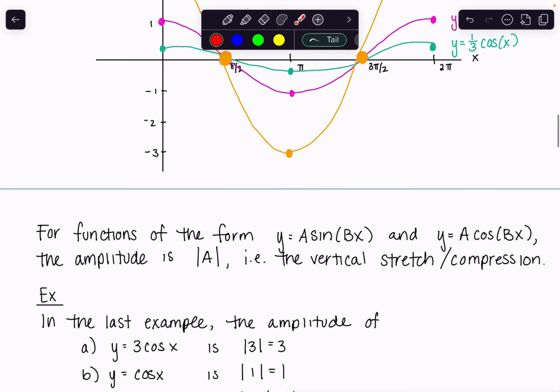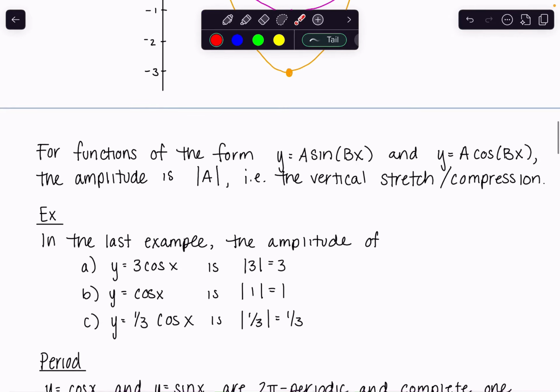So functions of the form y equals a sine of bx and y equals a cosine of bx, this value out front is going to deal with your amplitude. But the amplitude itself is just going to be a positive number. So I don't care whether it's positive or negative. That negative is going to correspond to a reflection. But it is just the vertical stretch or compression.